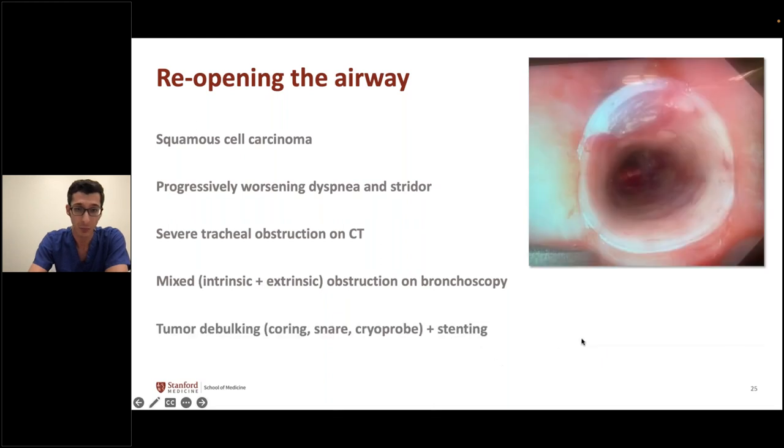So with the rigid scope, we were able to get past that obstruction very quickly. He was a gentleman with poor reserves and desaturated very quickly. Fortunately, with the rigid scope, we were able to advance to the main carina, stabilize his breathing, stabilize his ventilation, and then back up and do some more meticulous cleanup of the tumor using a snare, using a cryoprobe, and then ultimately placed a stent to alleviate the airway obstruction.